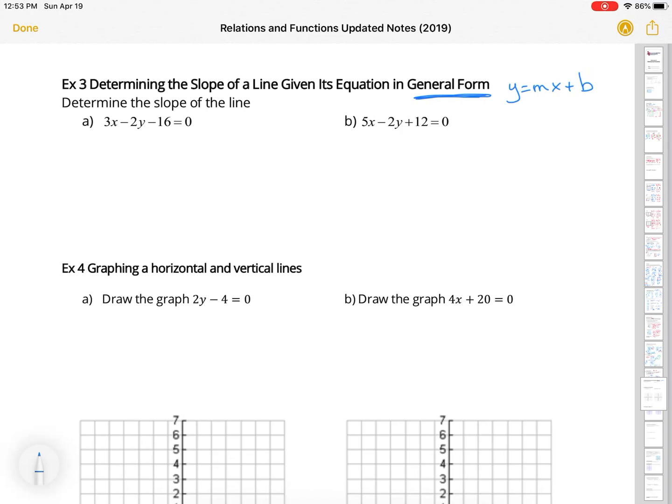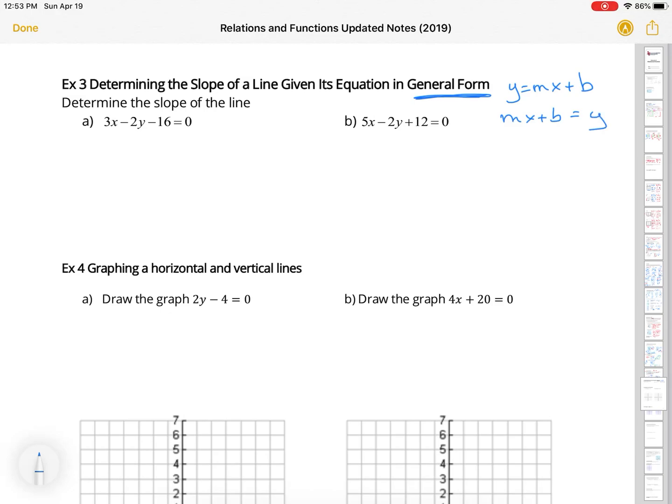So if I want it in the form y is equal to mx plus b, what I need to do is get y on one side by itself and use that. Now I'm also going to mention that mx plus b equals y. Those are identical.